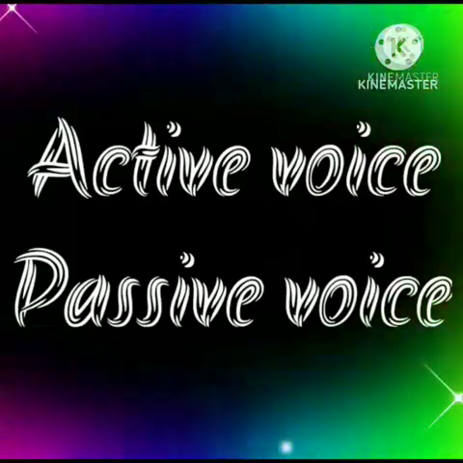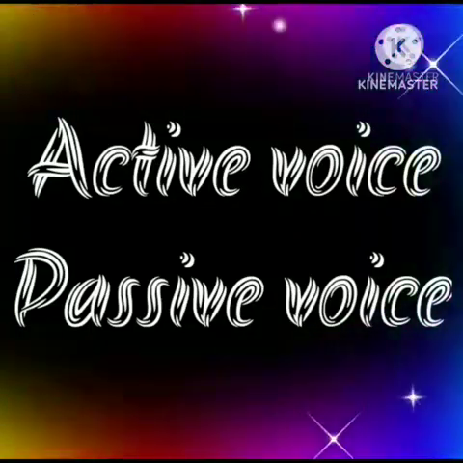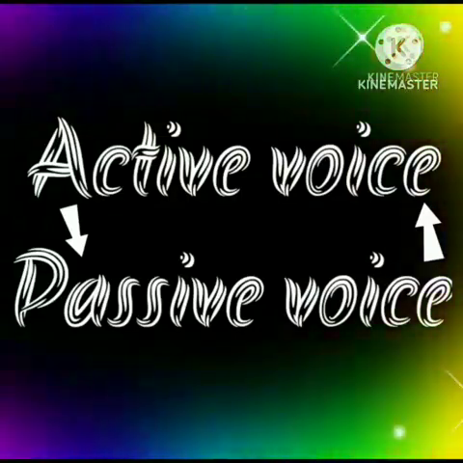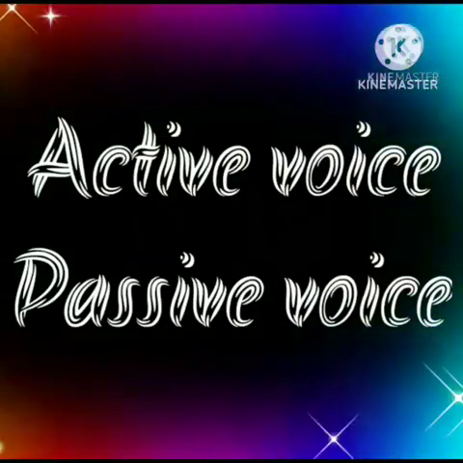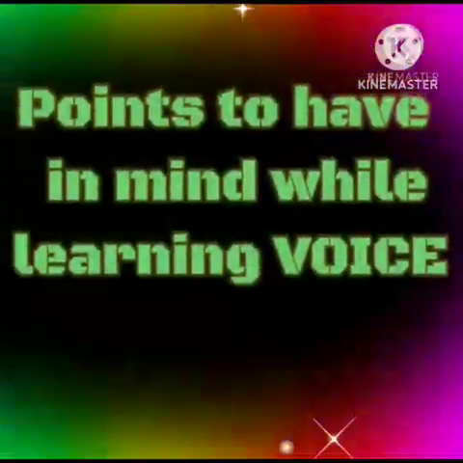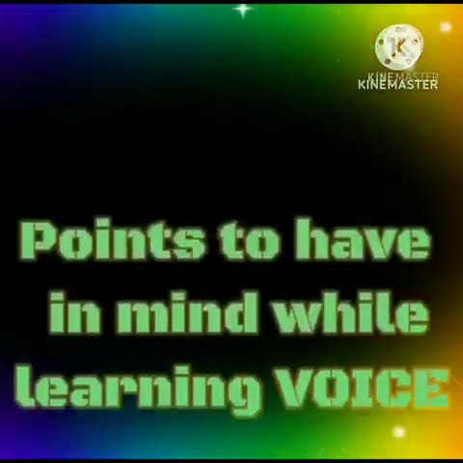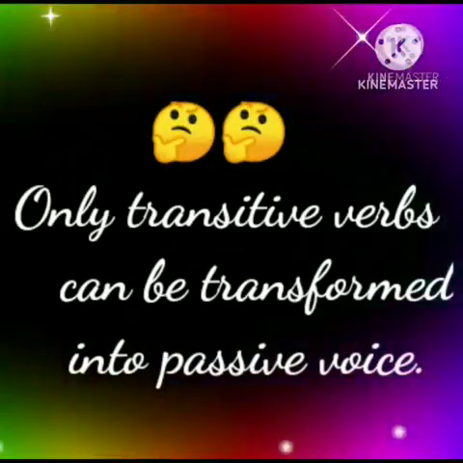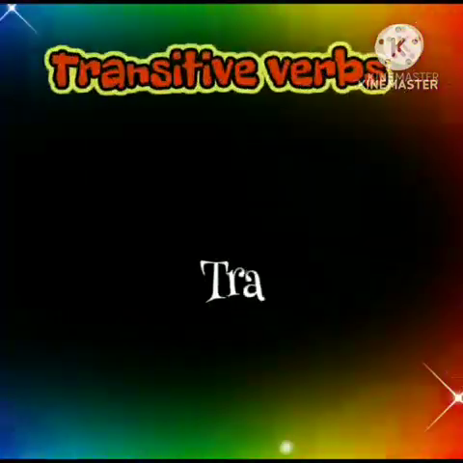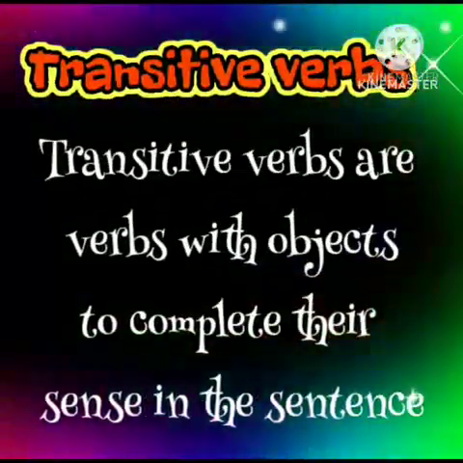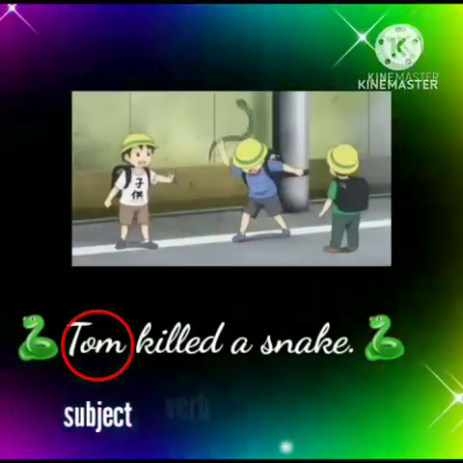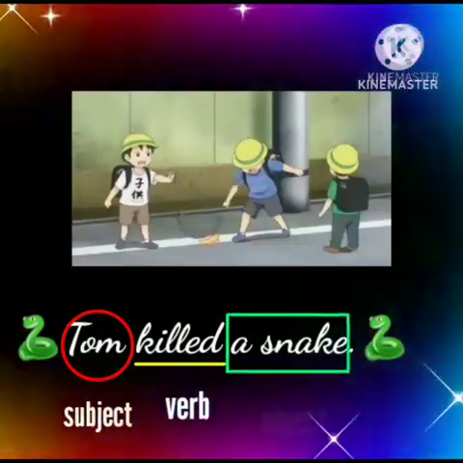And now let us see how to change one voice into another voice, which is active into passive or passive into active. Let us see a few points you should know before changing one voice into another voice. First thing, only the transitive verbs can be changed into passive form. Transitive verbs are verbs which need an object to complete their sense. For example, Tom killed a snake. Here Tom is the subject, killed is the verb and snake is an object.